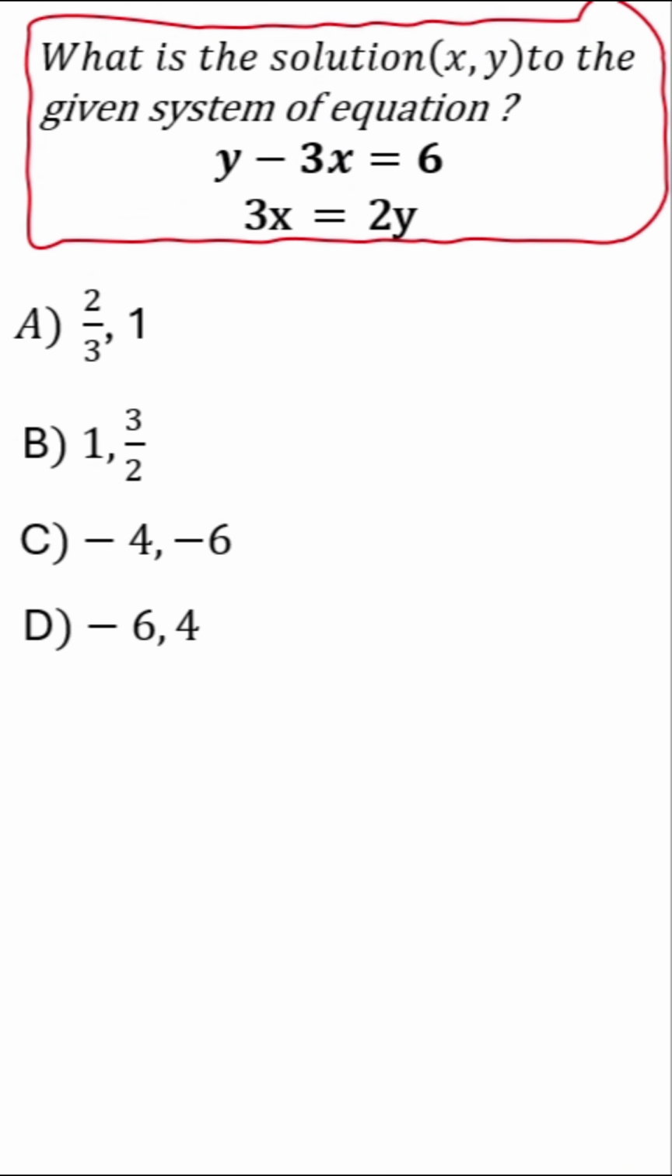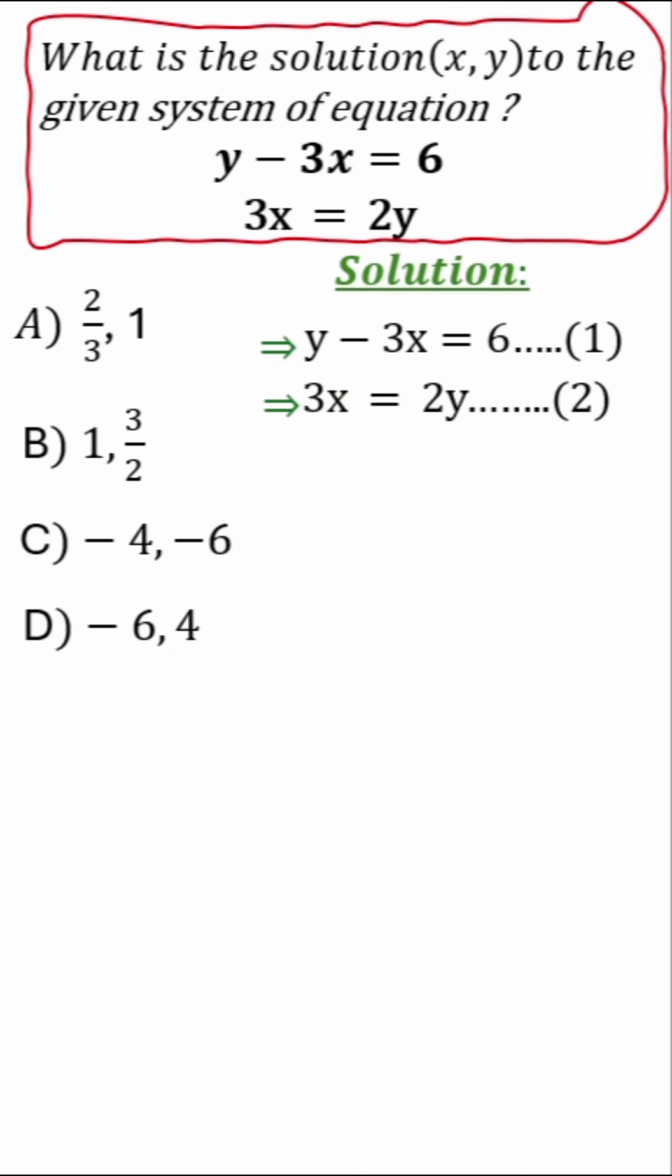Alright guys, so we are given a simultaneous equation to solve for x and y. So the first thing we have to do is to make y the subject of the equation in equation 1, and by doing so we are going to have y equals 3x plus 6.